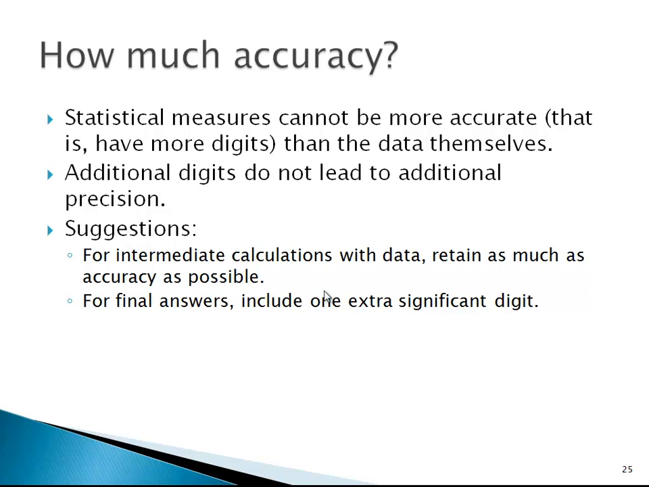How much accuracy should the measures have? The statistical measures cannot be more accurate than the data themselves, because we are getting those measures from the data. That's why the main suggestion is to go back to the accuracy step in collecting the data at the beginning, and if you need additional digits, you can add additional digits after the decimal to make sure that it's more accurate. So the more significant digits you have, the more accuracy you have.